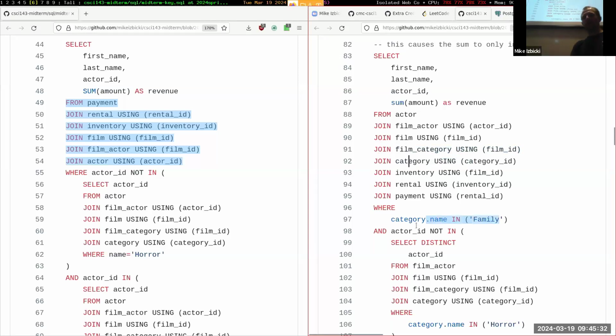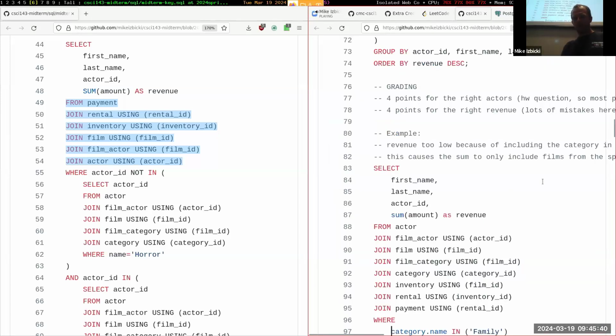And so when you do this category.name like this, oh dear, what did I click on?